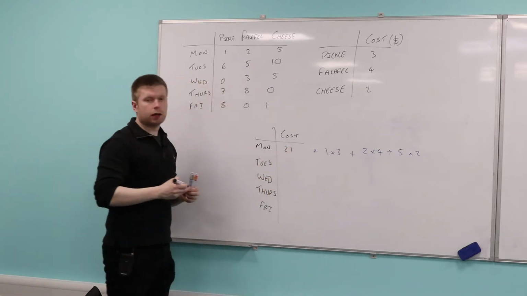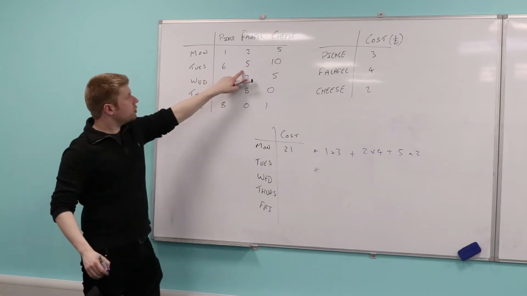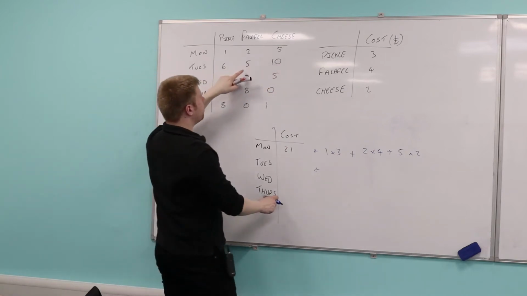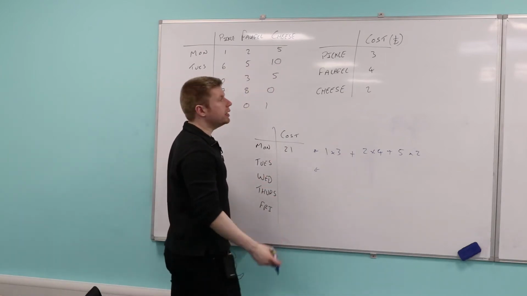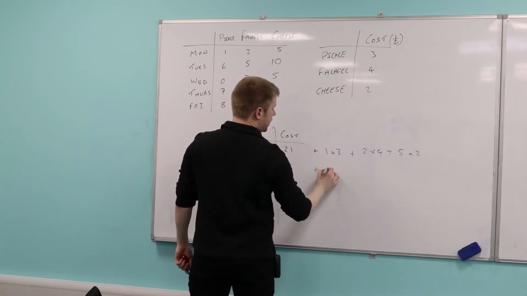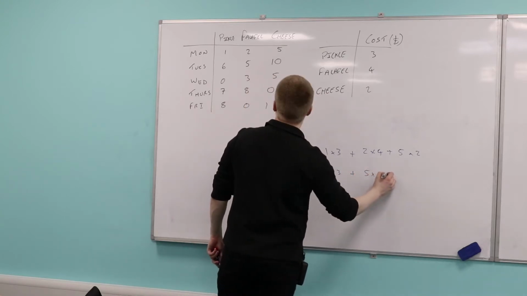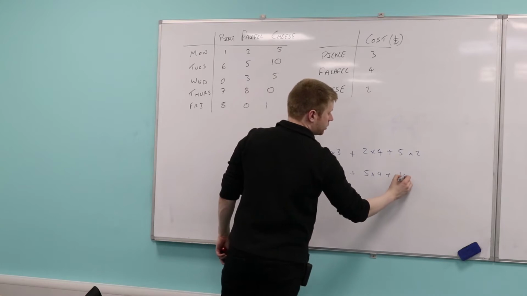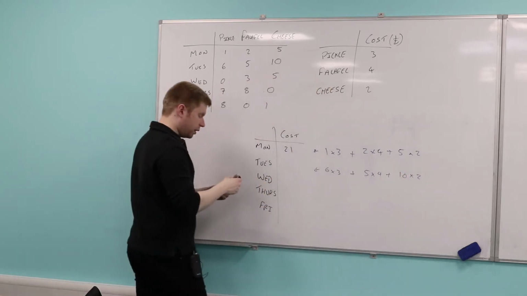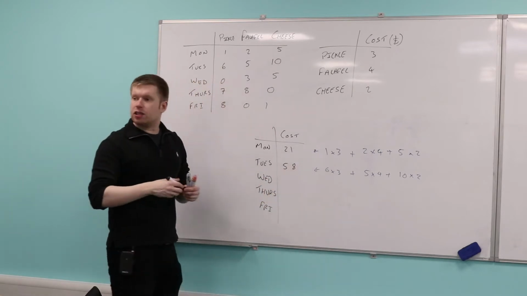21, fantastic. Okay, and then for Tuesday, you're happy it's a similar kind of thing. So I just look at the Tuesday row, I take each of the pickle, falafel and cheese quantities and multiply by the corresponding costs. So it will be 6 times 3 plus 5 times 4 plus 10 times 2. So what's the amount of money which we've taken? 58, yeah? And so on and so on.